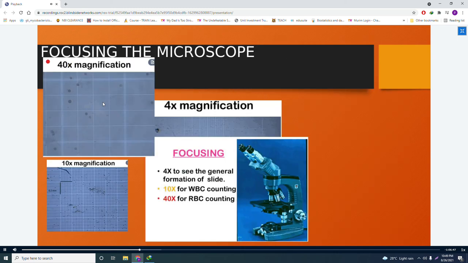After the class. Okay. Focusing the microscope. Class, if you want to see the general formation of your hemocytometer, you're just going to use the normal objective. Pero kapag magda-WBC count ka, you will use your LPO. And for RBC count, you will use your HPO.